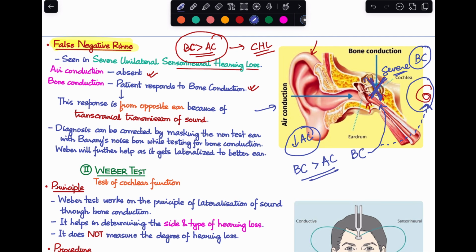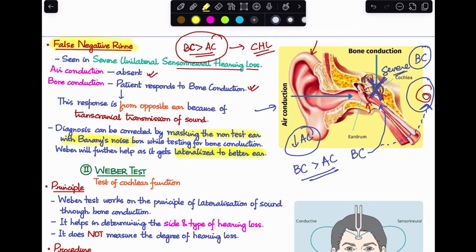Now, how do we combat this diagnosis? How do we find the right answer? This diagnosis we can correct by masking the non-test ear with a Barany noise box before we perform the test, especially the bone conduction test. And second, Weber will also help us, as it will get lateralized to the better ear in case of sensory neural hearing loss.